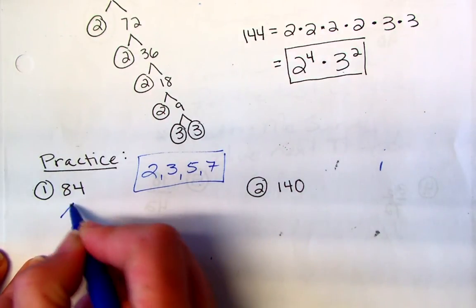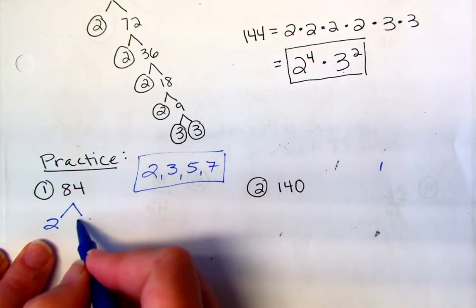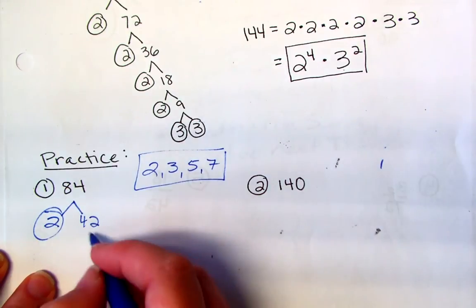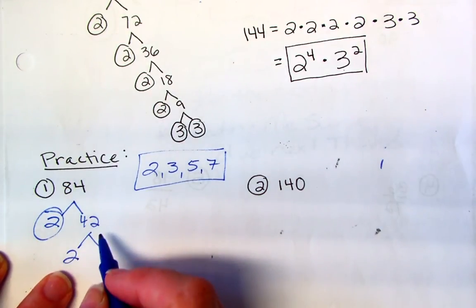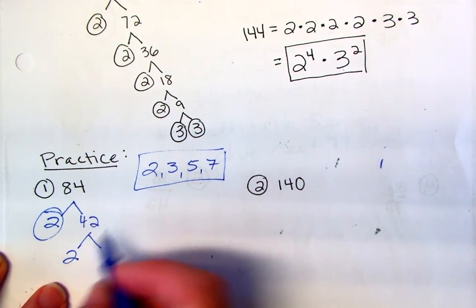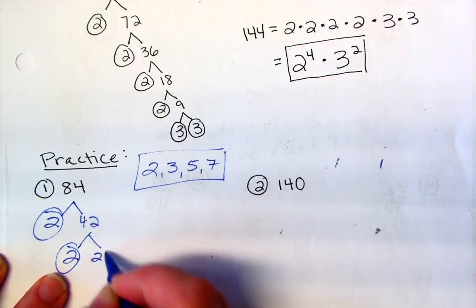So 84 divided by 2. So 2 times what gives me 84? It's going to be 42. I'm going to circle that guy because he's a prime. And then I'm going to do 2 again. Again, you could have done another factor, but I just like to use the bench just to keep making the numbers smaller. 2 times what gives me 42? It's going to be 21.